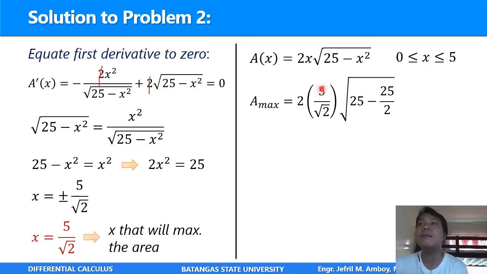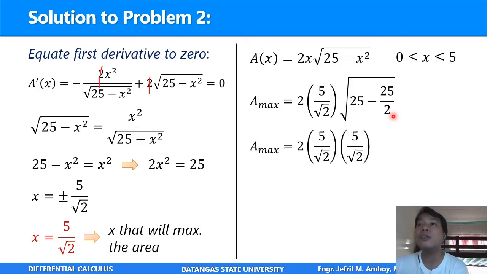2 times x, which is 5 over square root of 2, times the square root of 25 minus x squared. So, ano ba yung x squared? That is 25 over 2. Okay? So, pag isinimplify mo ito sa calculator, 25 minus 25 over 2, that will give you 25 over 2 as well. Now, so square root ng 25 is 5 at may matitirang square root of 2 sa ilalim.